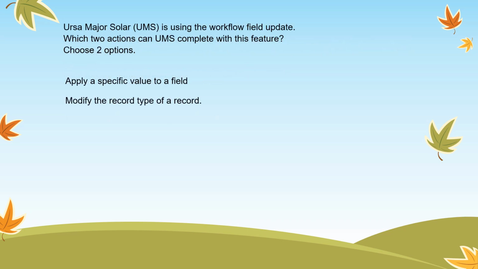Ursa Major Solar, UMS, is using the workflow field update. Which two actions can UMS complete with this feature? Choose two options. Apply a specific value to a field. Modify a record type of a record.